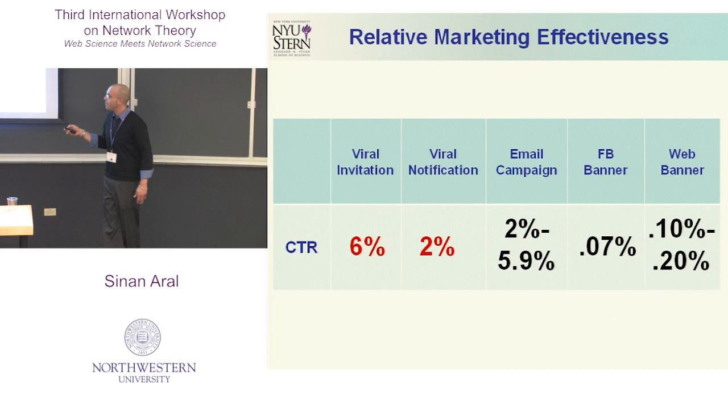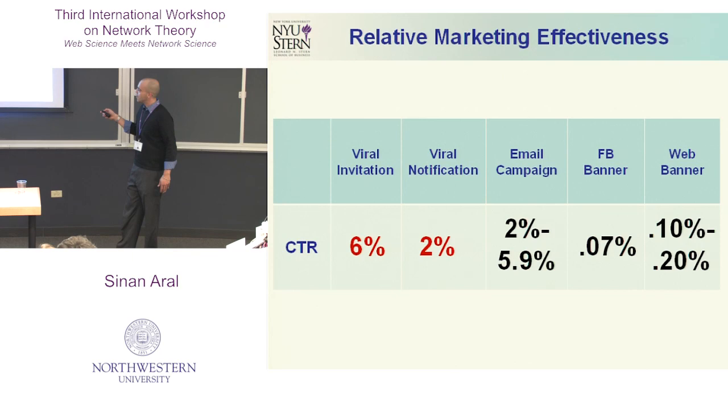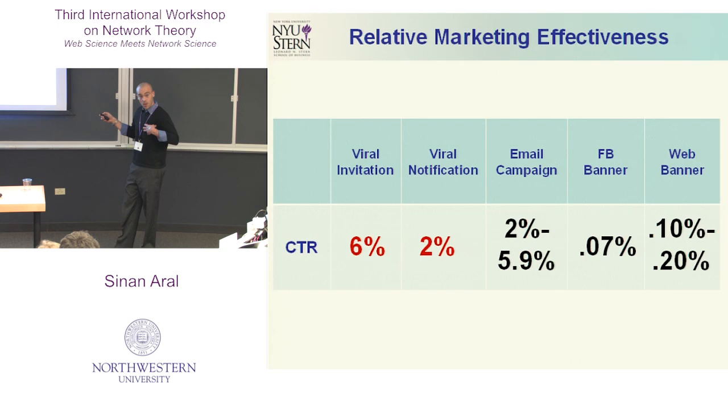You know, for web banner ads, you see sort of a 0.1 to 0.2% click-through rate. For our Facebook banner ad, you see a 0.07% click-through rate. For email campaigns, between a 2 and 6% click-through rate. And for the viral features, 2% for notifications and 6% for invitations.